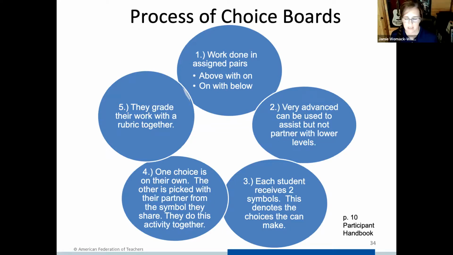Yes. Carol, Tammy is not sure where to find this in the participant handbook. Oh, this is on page 10 of your participant handbook. I'm sorry, it's at the lower right-hand corner as well. So the talking about choice boards is on page 10.